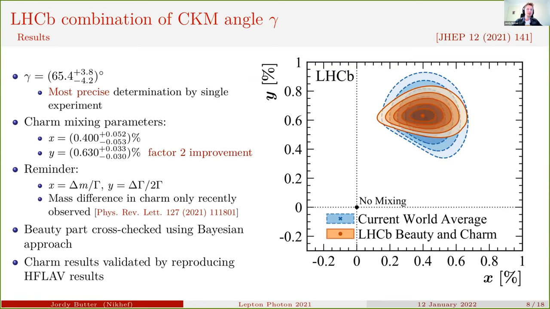As I said, it's combined with the charm sector, and the charm mixing parameters have been improved very drastically, especially y, which has been improved by a factor of 2. And just as a reminder, the mass difference in charm has only been observed very recently, as you can see in this following link. As cross-checks, the beauty part was checked using a Bayesian approach, also an independent frequentist framework. The charm results are then also validated by reproducing the HFLAV results.